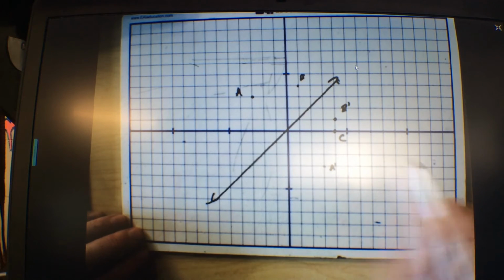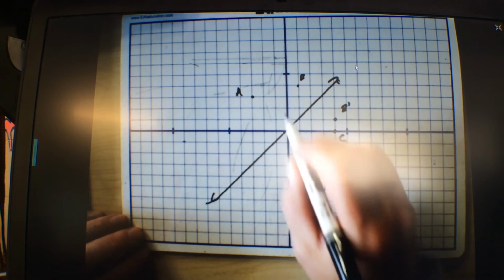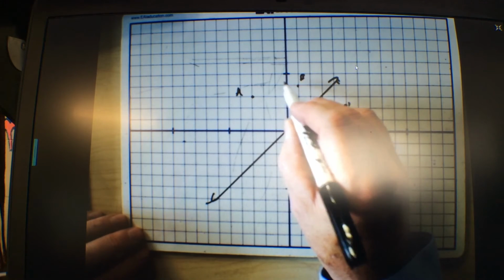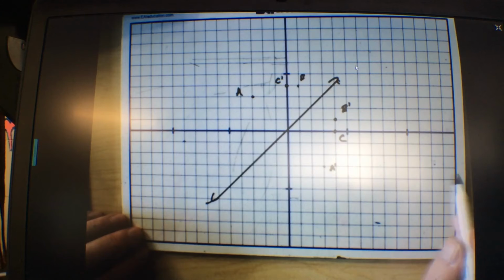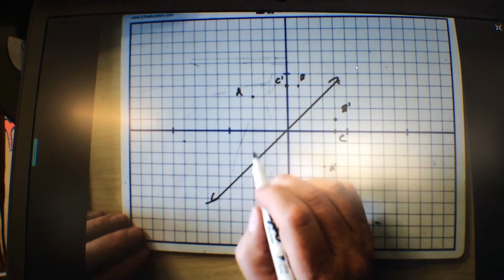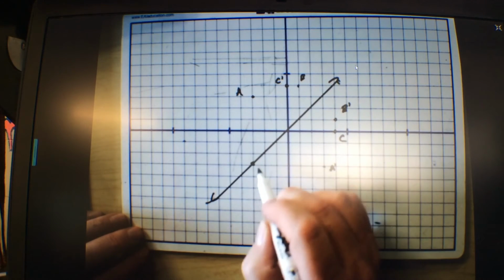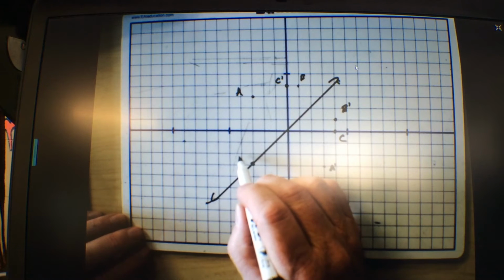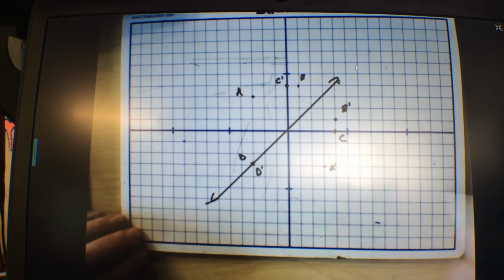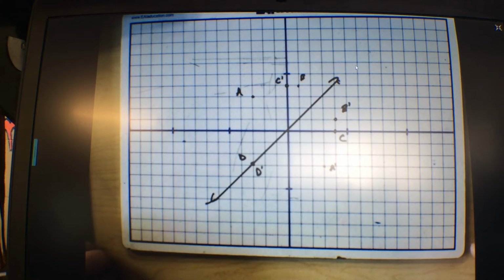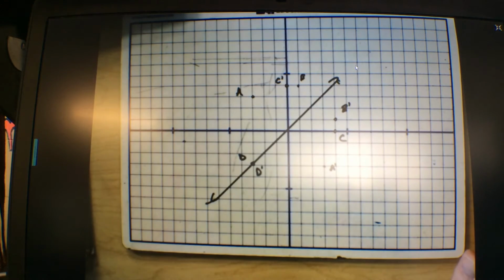Okay, and then C prime is 0, 4. So it would be up here. And then D is negative 3, negative 3. And this would actually be D and D prime. Okay? So now you got a lot of points here, don't you? And it's confusing, isn't it? Why is it confusing?